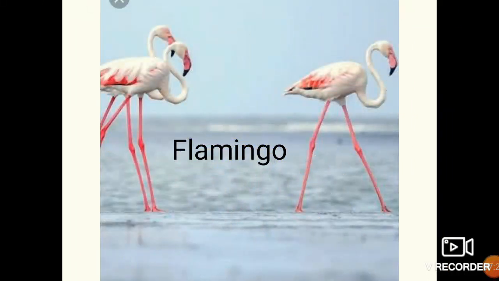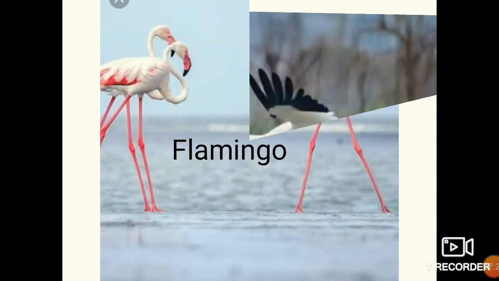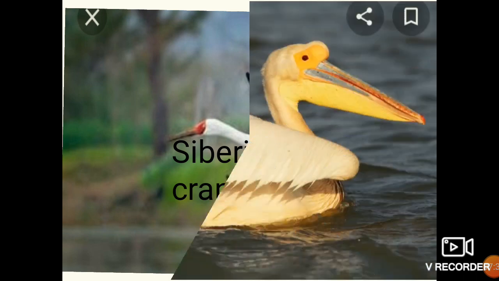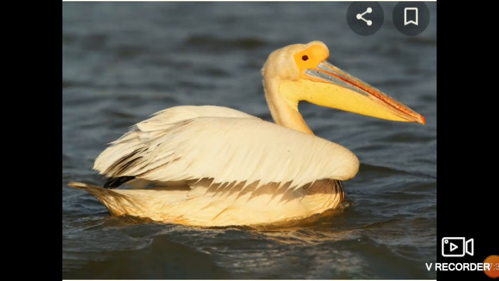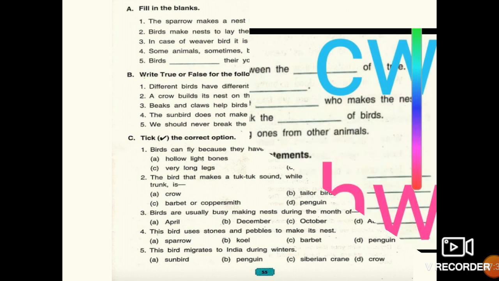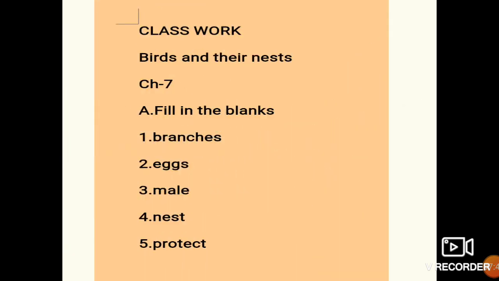This is the picture of the flamingo bird. This is the Siberian crane, children. You just read about the Siberian crane. See the picture of this bird. This is the rosy pelican. And I want to show the picture of the Arctic tern. Okay, it's not here.